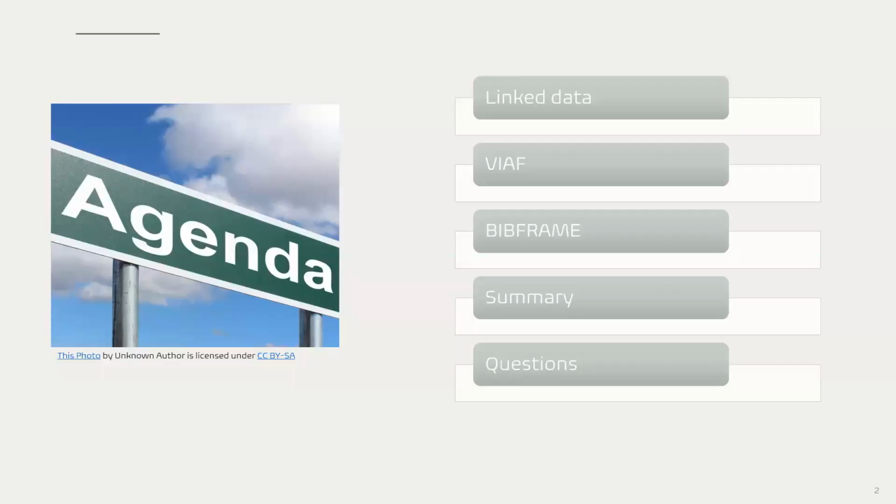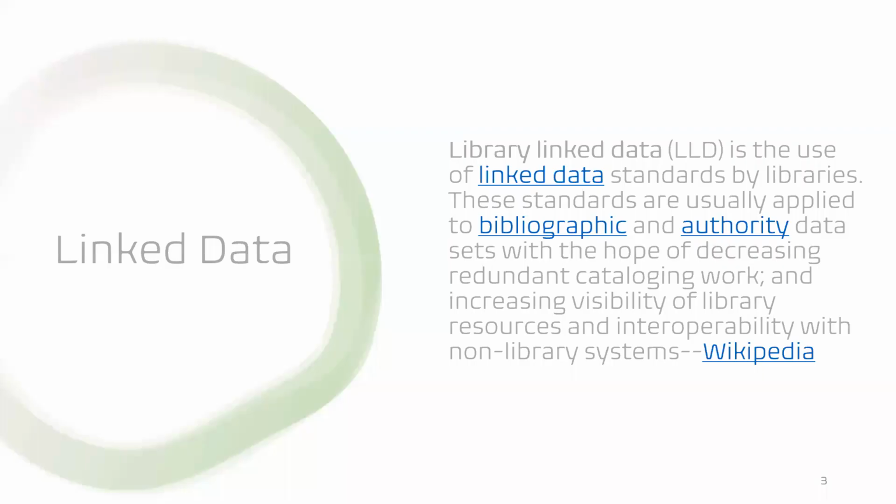Okay, so the agenda today, again, I'm going to talk about linked data, then I'm going to talk about VIAF, and then BIBFRAME, and then I'm going to give a brief summary, and then I will answer your questions. So, according to Wikipedia, library linked data, or LLD, is the use of linked data standards by libraries. These standards are usually applied to bibliographic and authority data sets with the hope of decreasing redundant cataloging work and increasing visibility of library resources and interoperability with non-library systems.